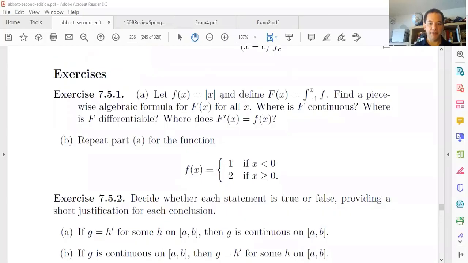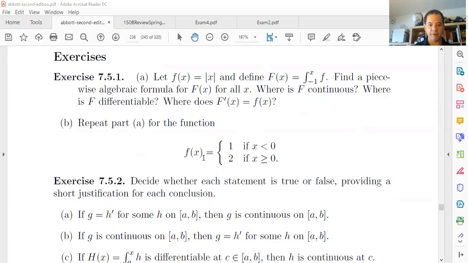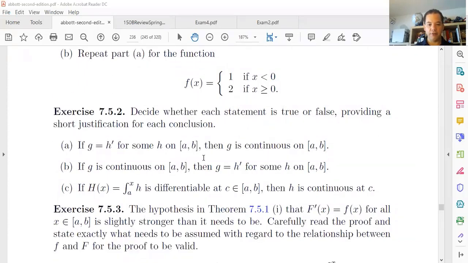Okay, better. So number one is really straightforward. You have the absolute value function and you want to integrate it and see what it looks like when you integrate it. You just need to do the integral and break it down where the two different values of the absolute value occur. So it's not a difficult thing to do. We could do it if you want, but that one is actually quite simple. Let's take a look at number two, for example.